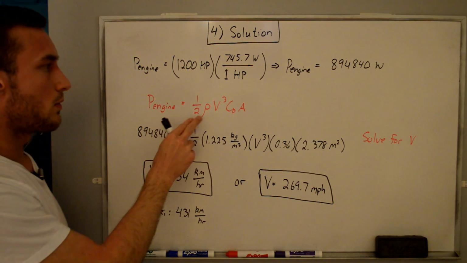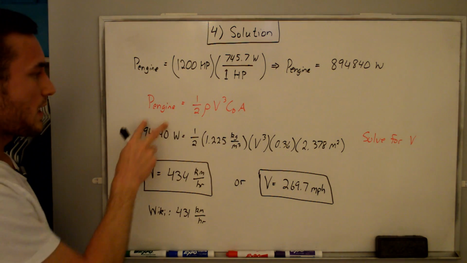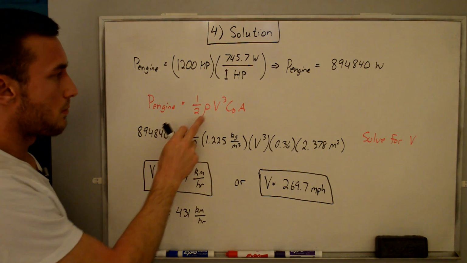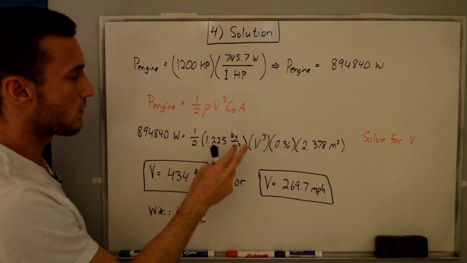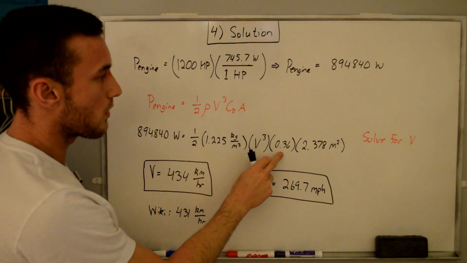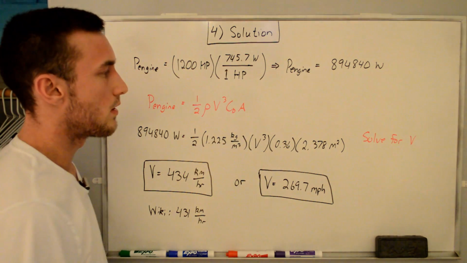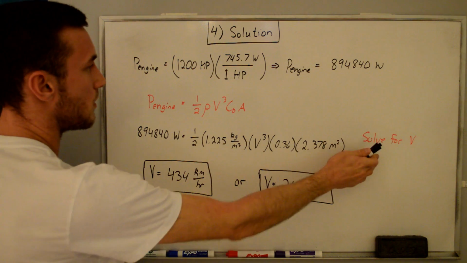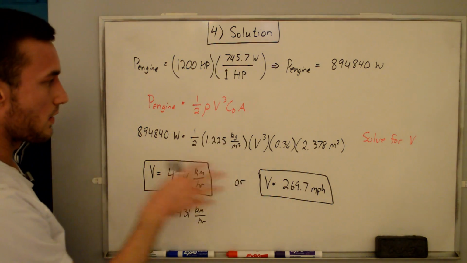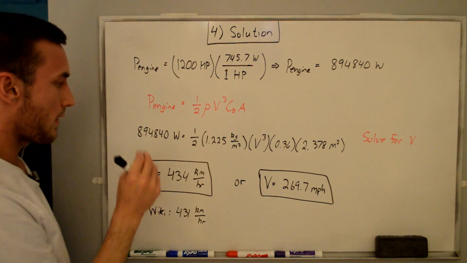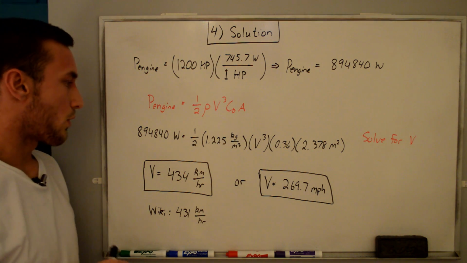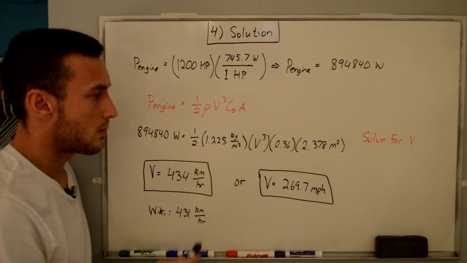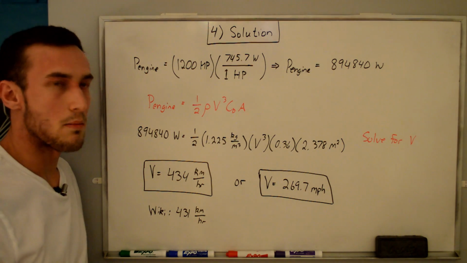This is the equation that we're using. P engine is 1/2 rho v cubed CD A. Plug in the engine power here, and then plug in the density here. V cubed is what we're solving for, or V is what we're solving for. CD of 0.36 and a frontal area of 2.378 meters squared. All we have to do now is solve for V. So we move everything to the other side, take a cube root, and find V, and we get that the velocity, top speed, is 434 kilometers per hour, or converted to miles per hour is 269.7 miles per hour.